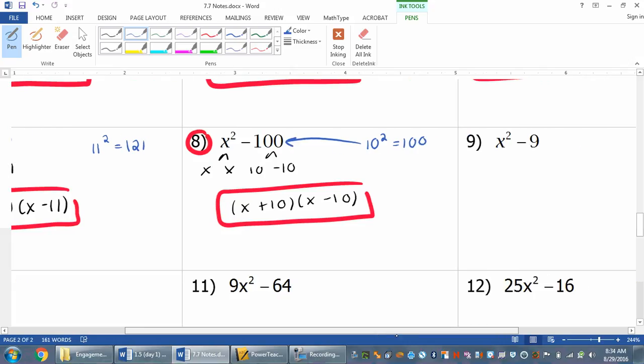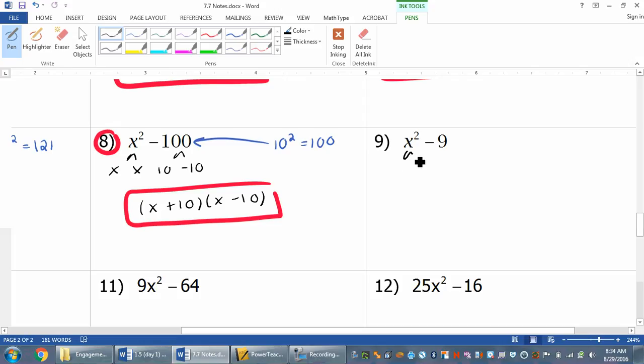All right, let's go ahead and do 9 together. I'm going to break up x squared as x and x. How am I going to break up 9? Well, I know 3 squared is 9. So I'm going to break up this 3 and negative 3. So x plus 3, x minus 3.